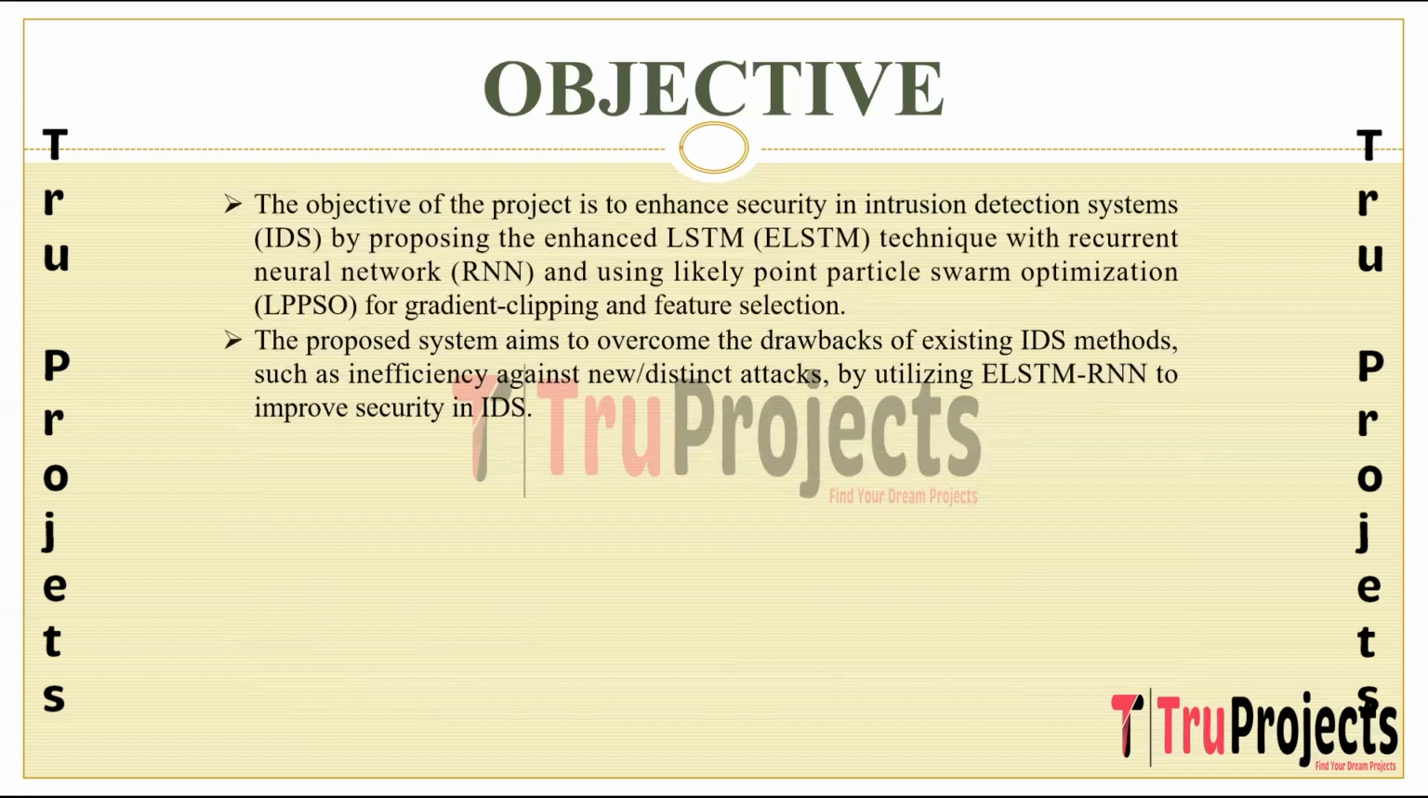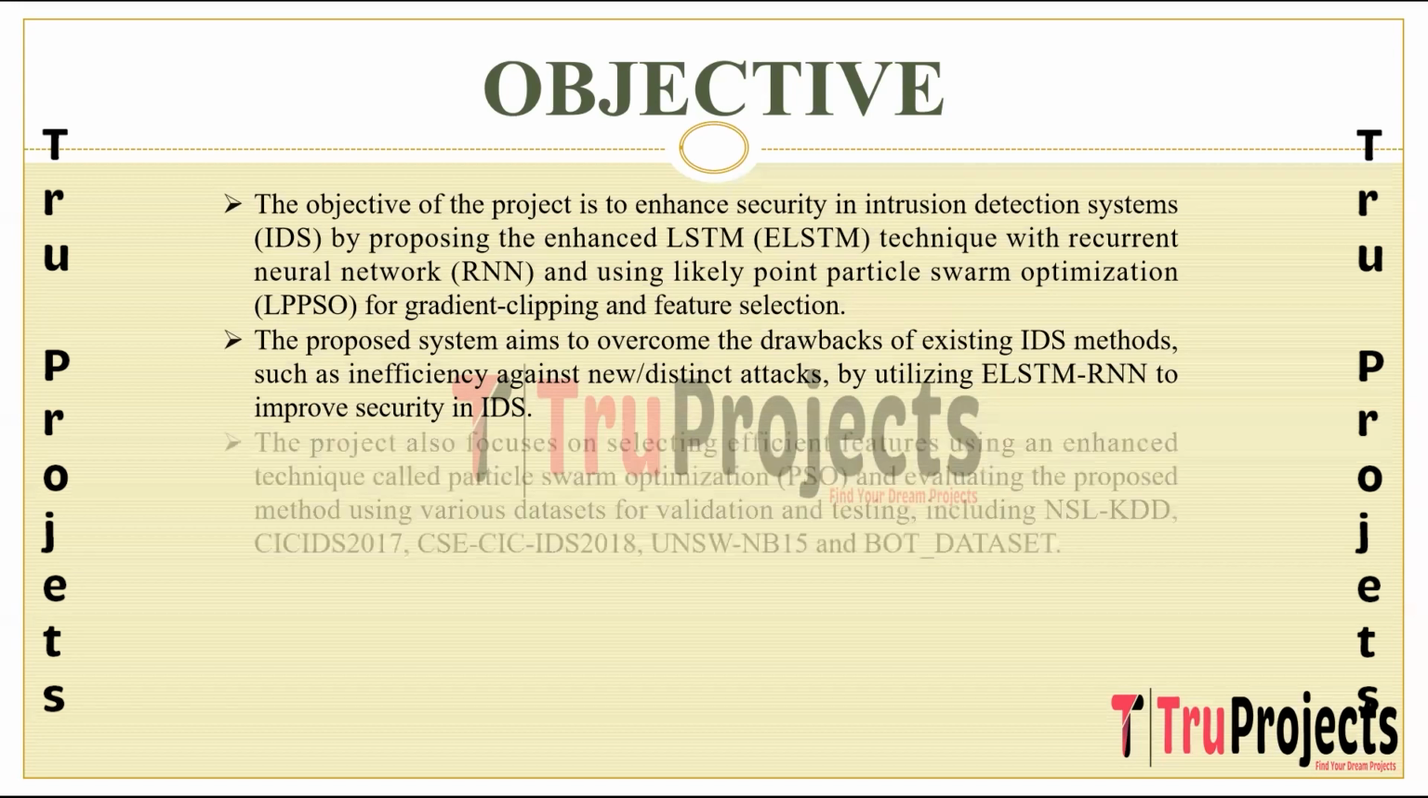Current IDS systems often struggle to efficiently detect or combat new or distinct types of attacks. The proposed ELSTM RNN system aims to mitigate these shortcomings by leveraging its architecture's ability to learn intricate patterns and dependencies in data, thus enhancing the overall security of IDS by being more adaptive and capable of recognizing novel threats.